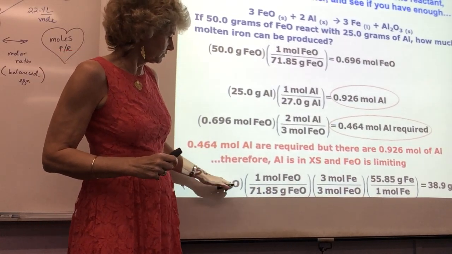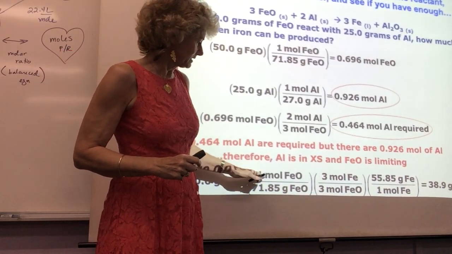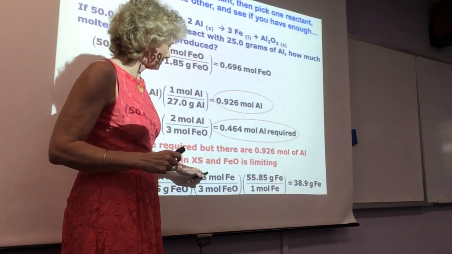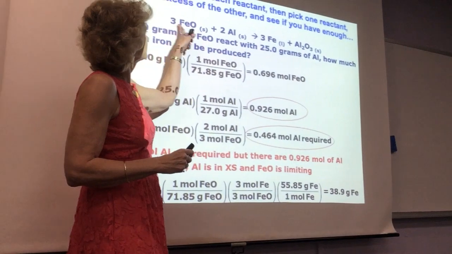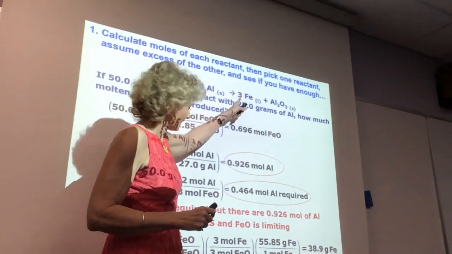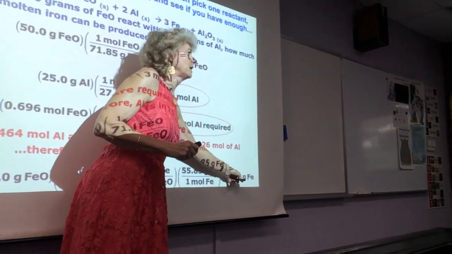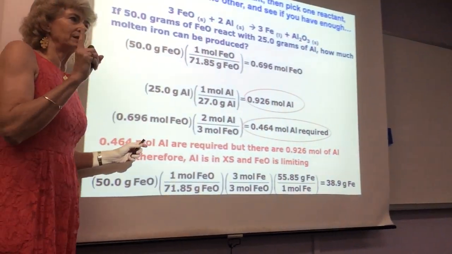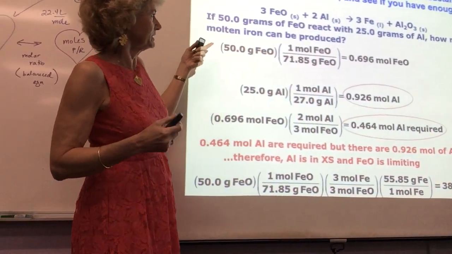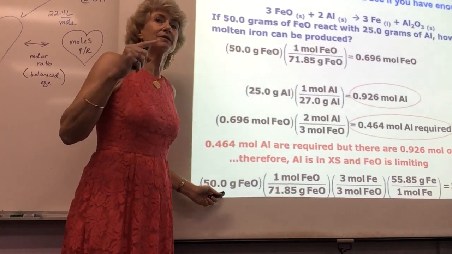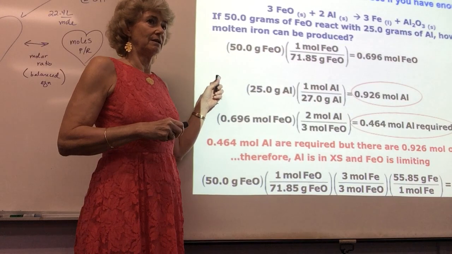Starting with grams of iron(III) oxide, there's the molar mass. Here's the molar ratio, 3 moles of iron oxide to 3 moles of iron. Where did we get those numbers? 3 to 3. And then the atomic mass of iron gives us 38.9 grams. So all it takes is one step. Well, how many steps? 1, 2, 3, 4. 4 steps to do method 1 or method 2.